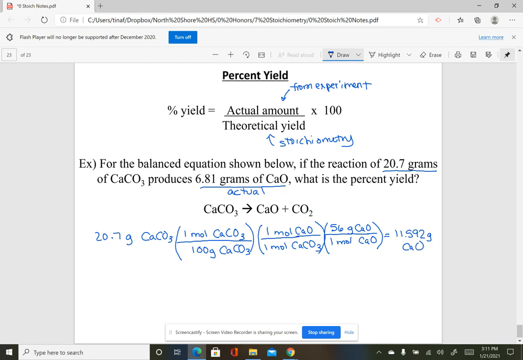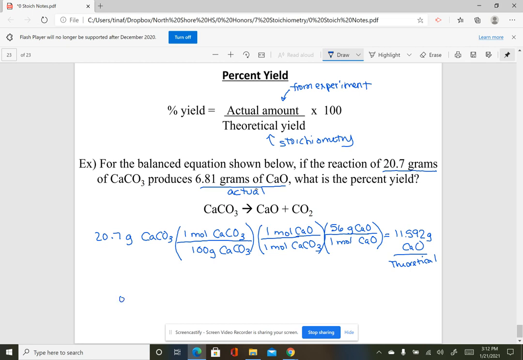So if none of my reactants or products were lost, I should have been able to make 11.592 grams of CaO, and I only made 6.81 grams, right? So this is my theoretical. And this is why in every lab, guys, we talk about error at the end and what could have made our experiment better. We're always gonna lose some sort of reactant or product for whatever reason, okay?